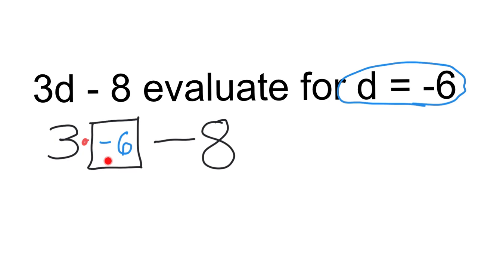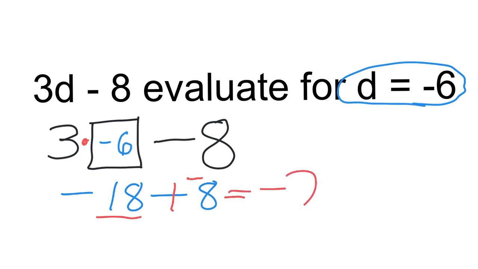So now I'll do order of operations. I know that I need to multiply before I subtract, so 3 multiplied to negative 6 is negative 18. And if I were to minus 8 from that, I could do that in my head, or I could do a little add the opposite, keep, change, change. So 18 negatives plus 8 negatives is 26 negatives. So if I evaluate this expression for the value d equals negative 6, my answer is negative 26.